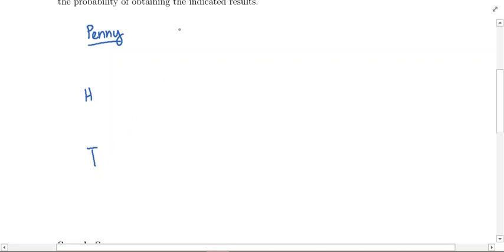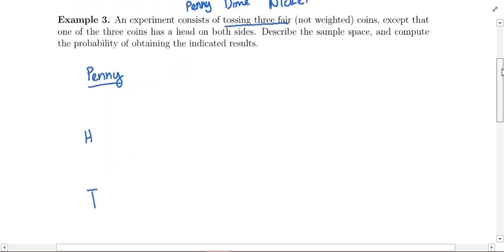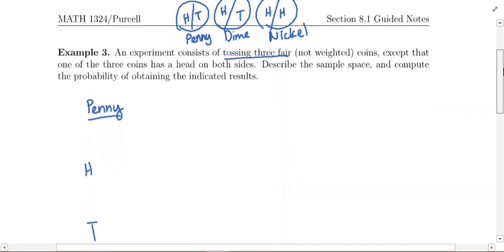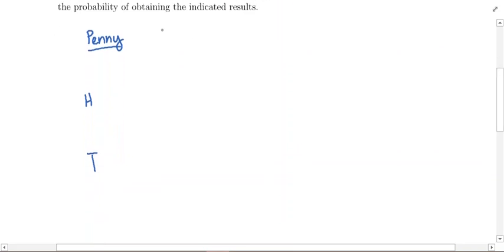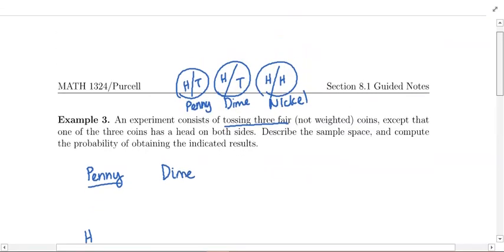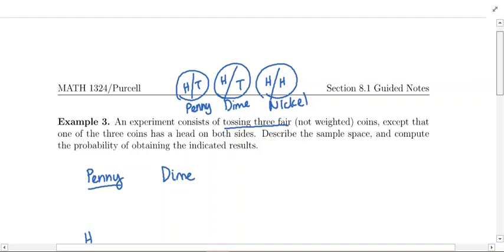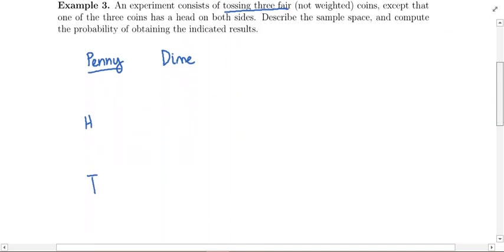Then we need to look at what happens with the dime. So you go and check out the dime. How did it land? Well, the dime is 2-sided as well. So the dime has a couple of possibilities. It can land on either heads or tails. So what I'm doing here is making a tree diagram. We've looked at one of those before.